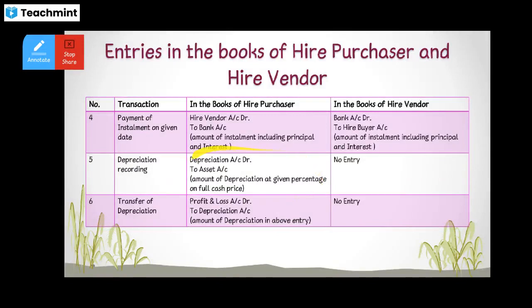Suppose a truck is purchased, then what will we write? Depreciation account debit to trucks account or to vehicles account. Then the amount of depreciation will be calculated on full cash price. Remember this: the amount of depreciation will be calculated at a given percentage on full cash price, not on hire purchase price. It is calculated on full cash price, right?